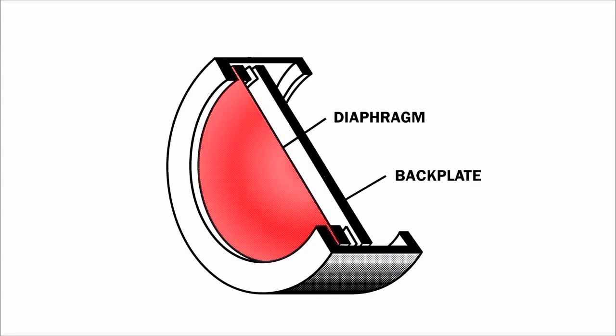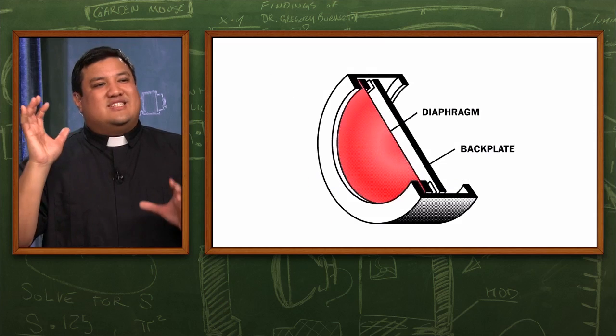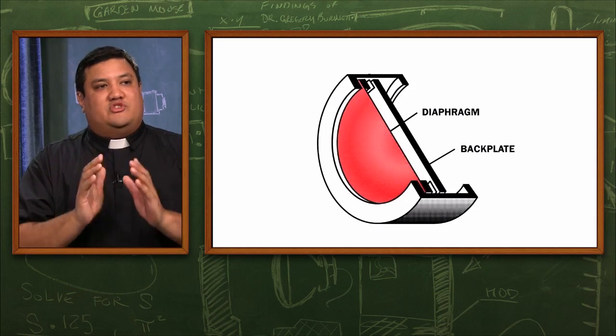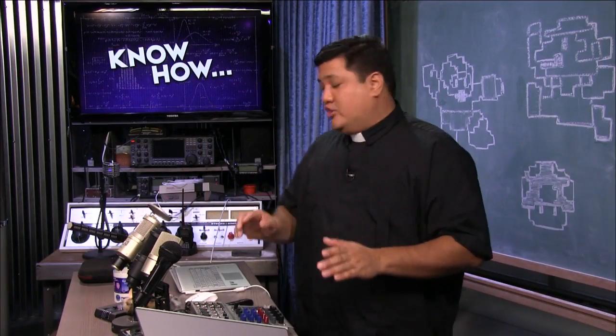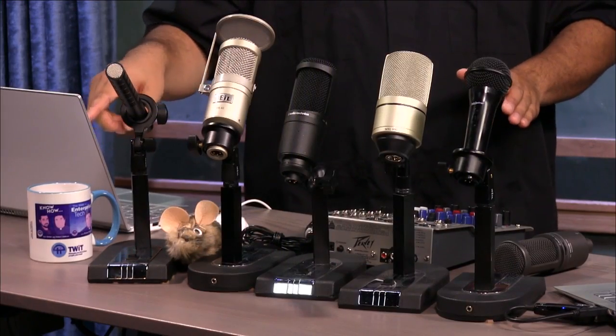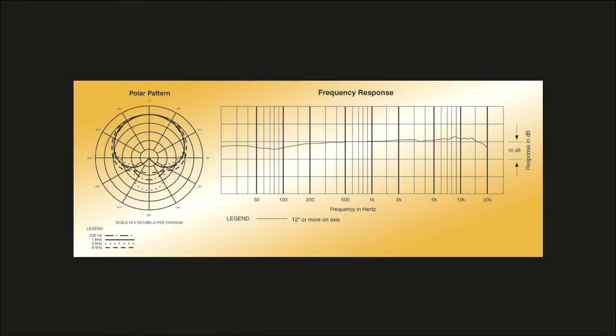Now, the difference between a dynamic and a condenser microphone is more than just different types of technology. It gives you different types of sound. A condenser microphone gives you a nice flat sound. Brian's actually going to switch over to my laptop right now and show you the frequency response of a condenser microphone. This is actually the AT2020. As you can see, the frequency response, so how it responds to different frequencies, is pretty much flat. So it's going to give you a really good, accurate representation of whatever the condenser microphone is hearing.